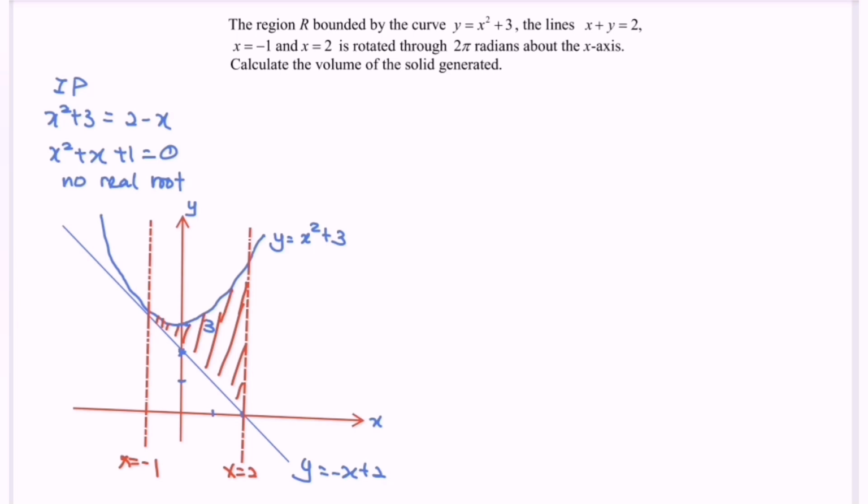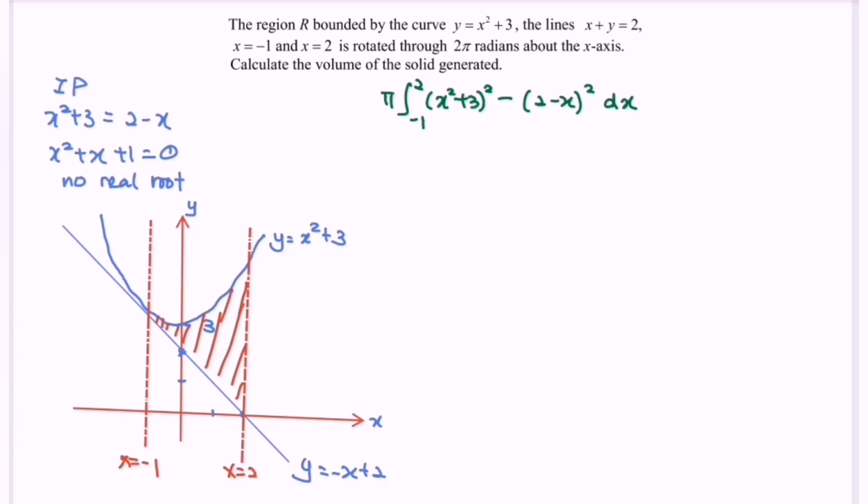So continue. Find the volume. So referring to the situation, we have pi integrate, the function which is the curve, x squared plus 3 all squared, minus the straight line, 2 minus x bracket squared, with respect to x. For the limit, negative 1 until 2.